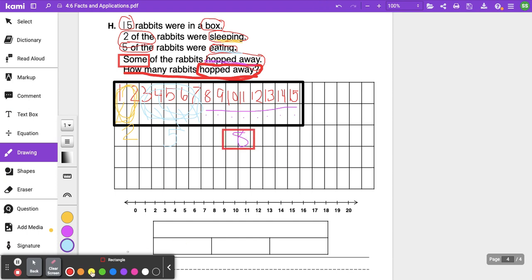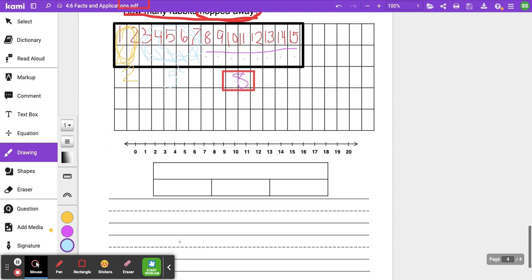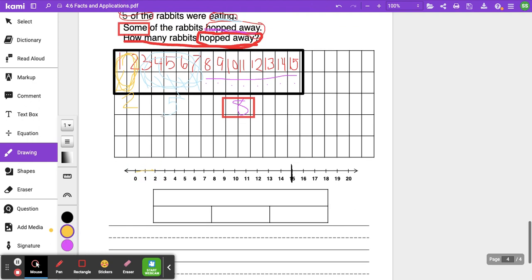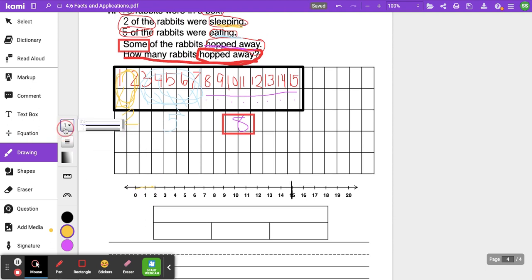Okay. Now we want to go ahead and show that on our number line. What was the total rabbits that we had? Who remembers? 15. So let's make the line here 15. And we're going to show how the 3 parts make a total of 15. If I take away the first 2, these were the first group, the ones that were sleeping. 2 were sleeping.